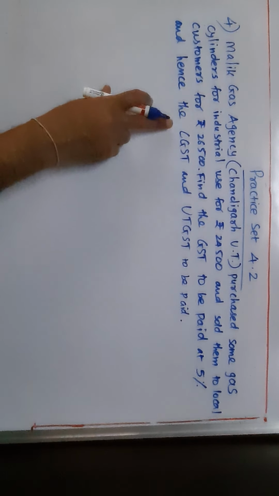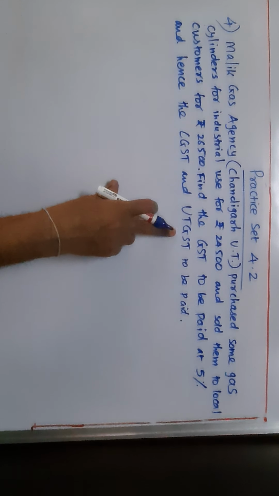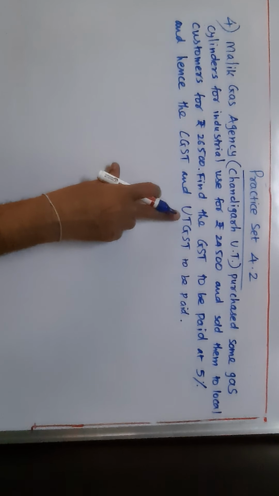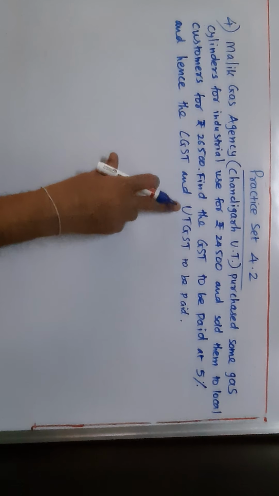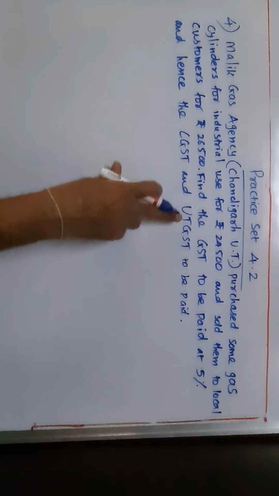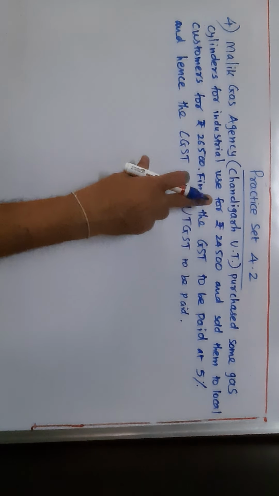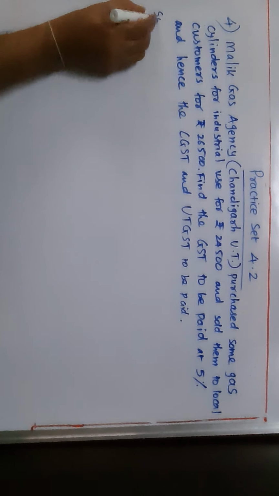And hence find the CGST and UTGST, Union Territory Goods and Service Tax. UTGST is for Union Territories. Here Chandigarh is not a state, it is a Union Territory. So CGST will definitely go to the Government of India, the central government, and this will go to the Government of the Union Territory of Chandigarh. Okay, so now what will we write in the solution?